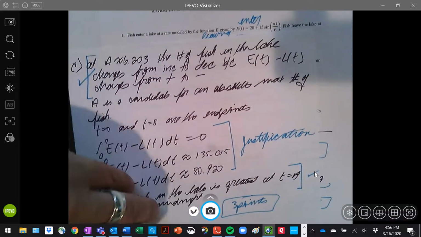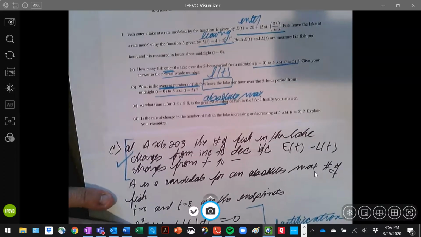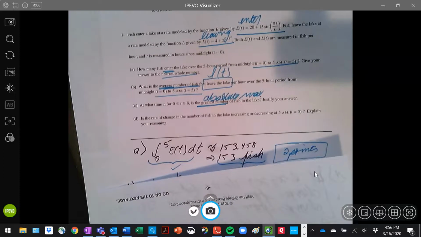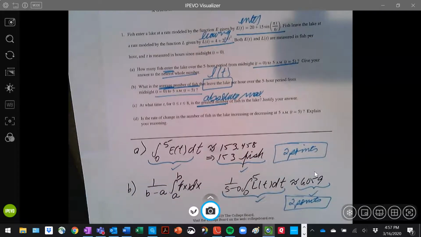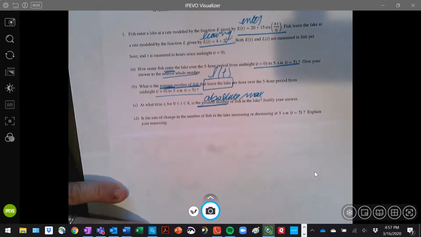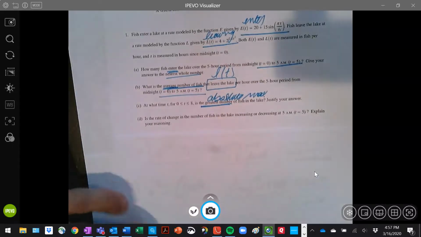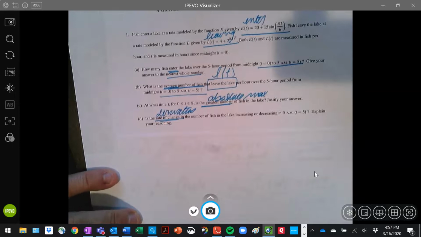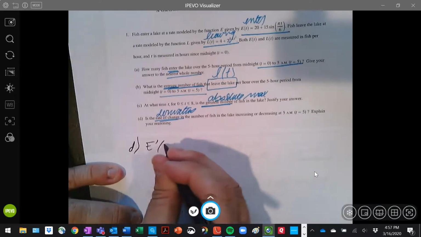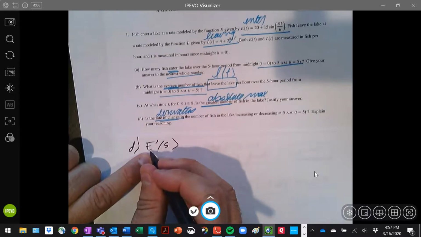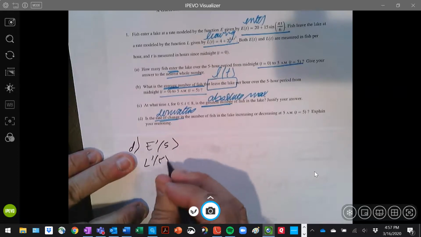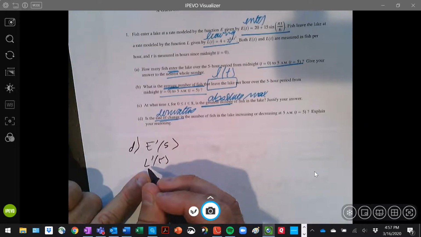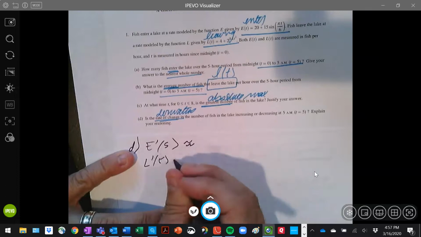All right, so let's go to part D. In part D, is the rate of change in the number of fish in the lake increasing or decreasing at time t equals 5? I want to be careful here. The question is not whether the number of fish is increasing or decreasing. That's easy. But is the rate of change of the number of fish increasing or decreasing? And if we're going to talk about the rate of change, that means we're having a conversation about the derivative. So in part D, I'm going to compare E prime of 5, the rate at which the number of fish entering the lake changes, and L prime of 5, the rate at which the number of fish leaving the lake is changing, and I'm going to compare those two values.